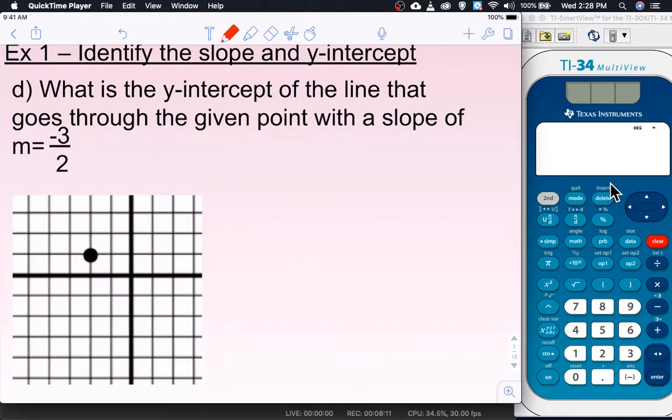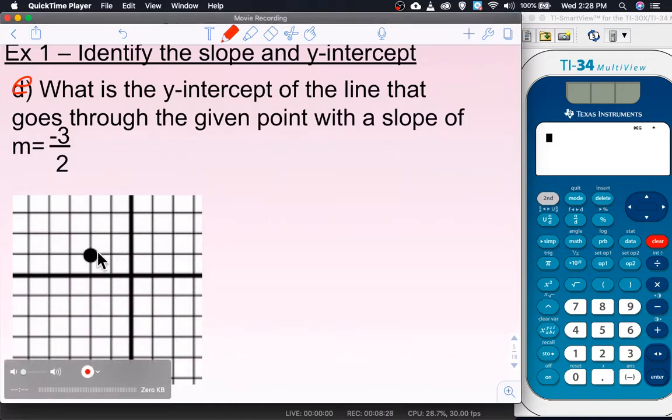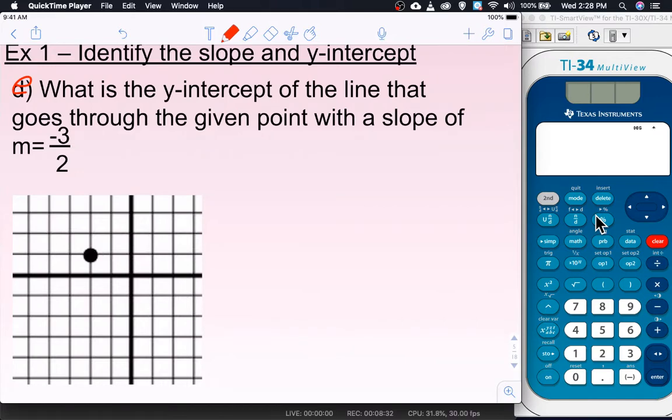This should be a letter E. What is the y-intercept of the line that goes through the given point with a slope of negative 3 over 2? I want you to pause the video. I want you to try this one. Can you find the y-intercept of the line that goes through this point here, but has a slope of negative 3 over 2? Pause it, try it, and then hit play when you're ready to continue.